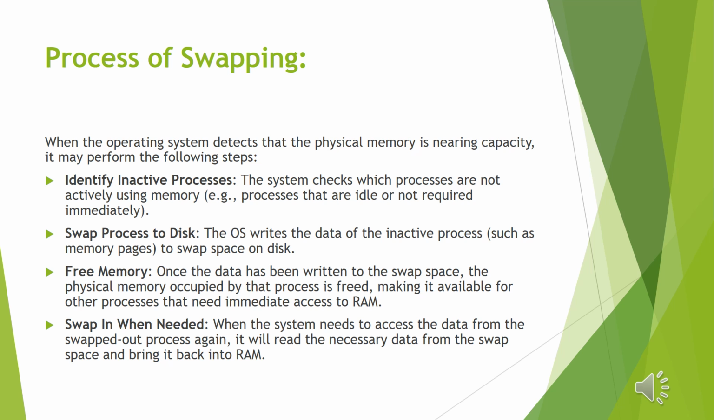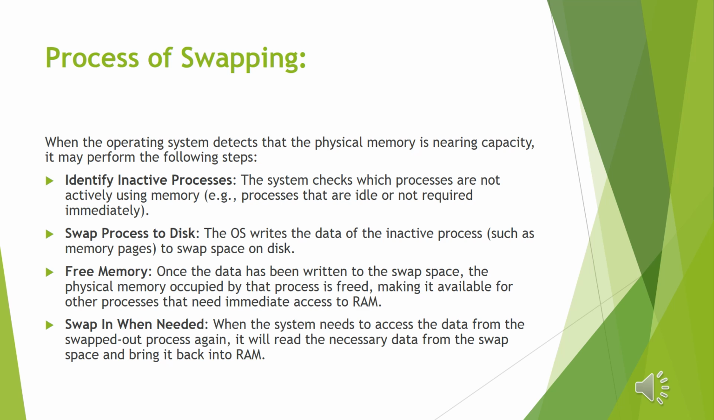Alright, let's look at the process of swapping. When the operating system detects the physical memory is low, it may perform the following steps. The first thing it will do is identify inactive processes. The system checks all the processes and finds the ones that are not actively using the memory. Therefore, it will swap the process to disk. That is, it will move that inactive process to the hard disk. Then it will free the memory space. Then it will swap in the needed process that wants to access the RAM.